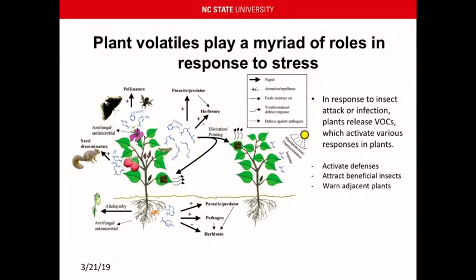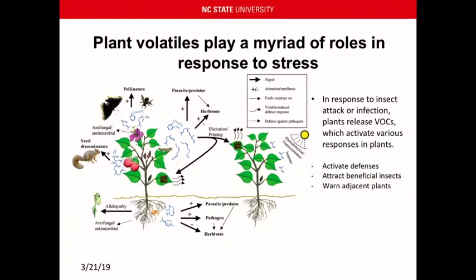They are screaming. They are indeed screaming. And mainly they're screaming for help, okay? And so here are some of the different things that go on when plants are releasing these volatiles.